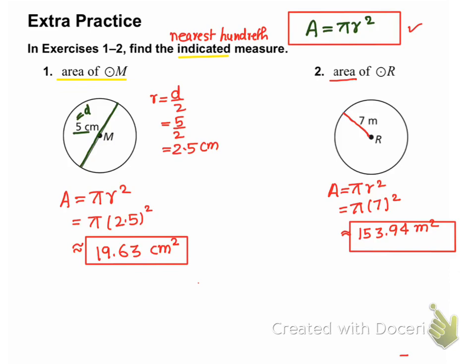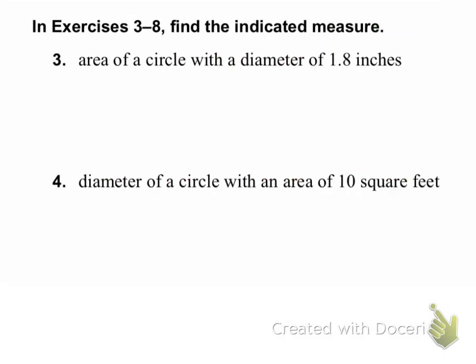All right, let's move to question number 3. Again, we have to find the indicated measure. So what's the indicated measure? The area of a circle. So we have to find the area of the circle. But they have given us something: the diameter is this much. So that's our D, and D we know is 2r. We have to find A.